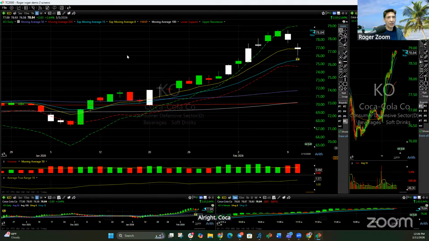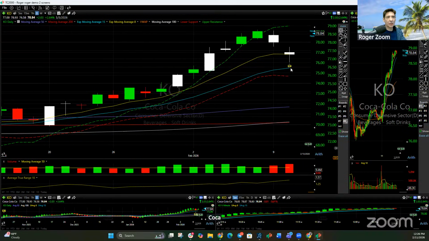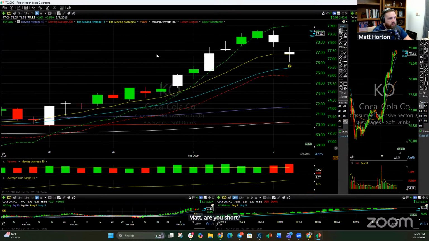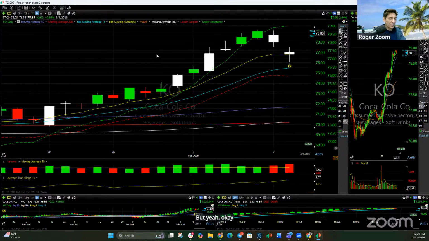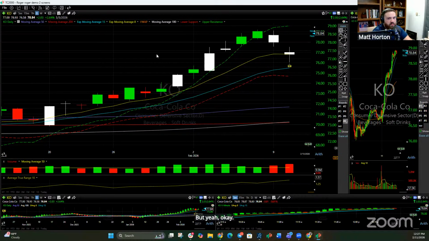Coca-Cola. Coca-Cola's rejecting the 15, already trading back above the 8-day. This is really good. Matt, are you short? Yep. Not for long though. Yeah, okay. Right at our stop. Okay.